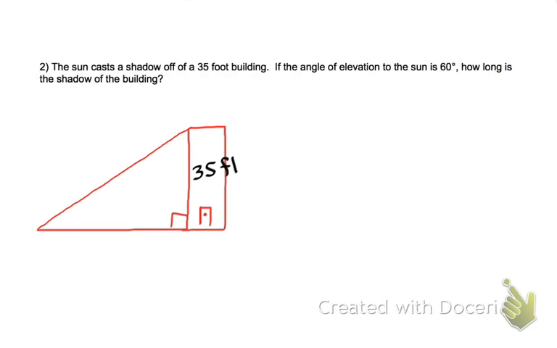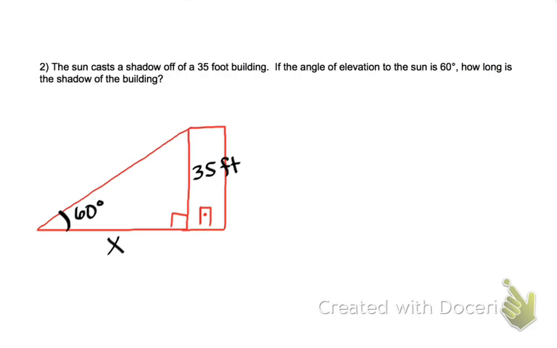Then it says the angle of elevation to the sun is 60 degrees. So from the bottom, going up to the top, elevation means to go up, is 60 degrees. This angle right here is my angle of elevation, the one going up, is 60 degrees. Then it says how long is the shadow. Shadows are always on the ground, so the shadow of the building would be at the bottom of the triangle.